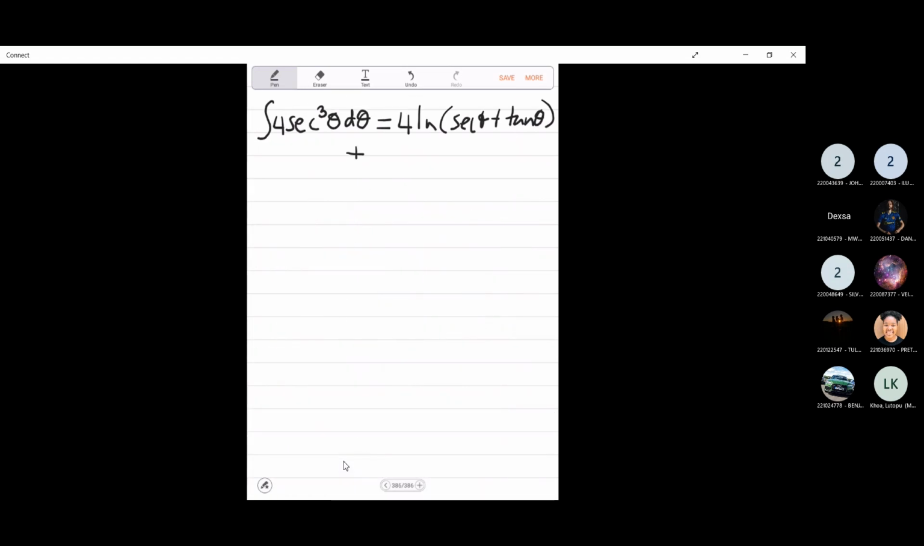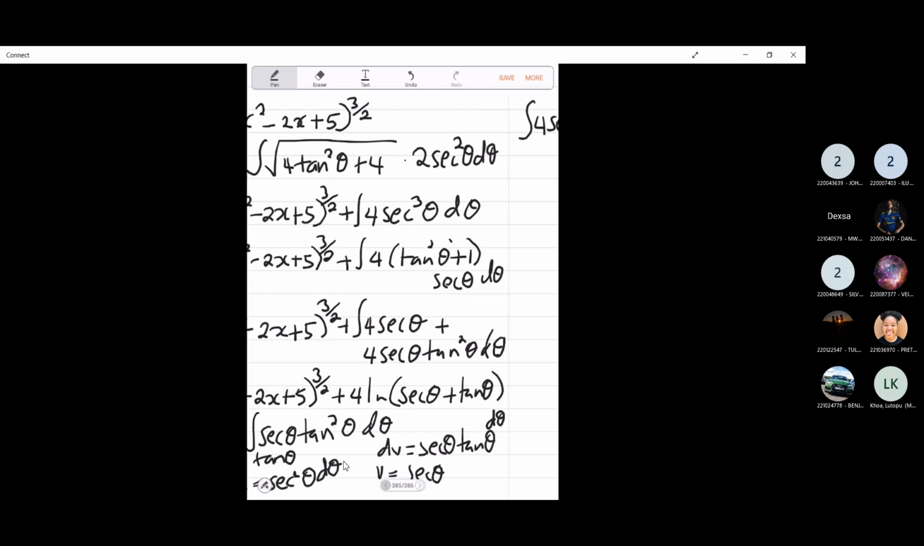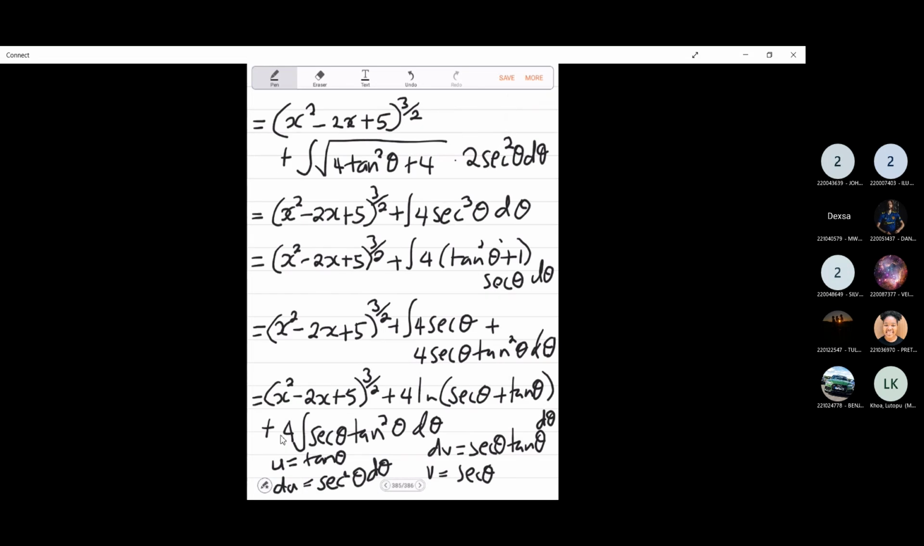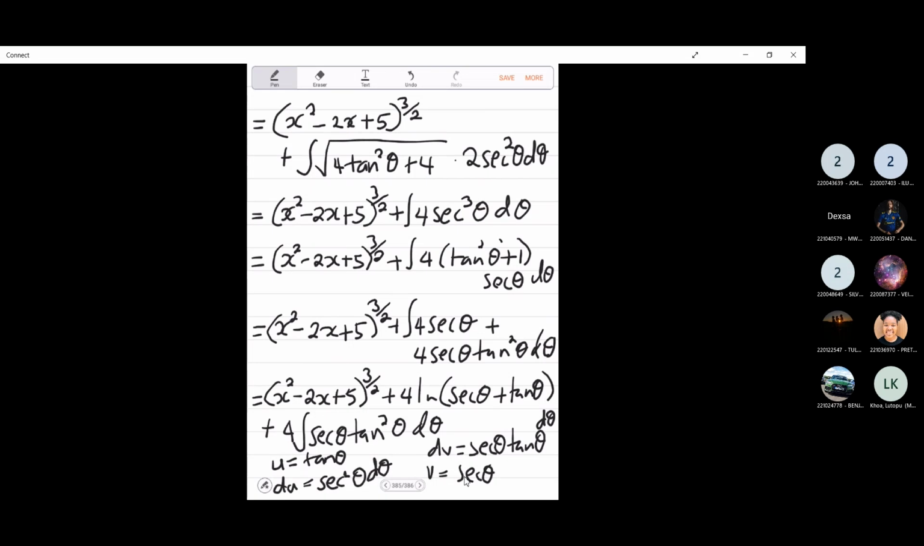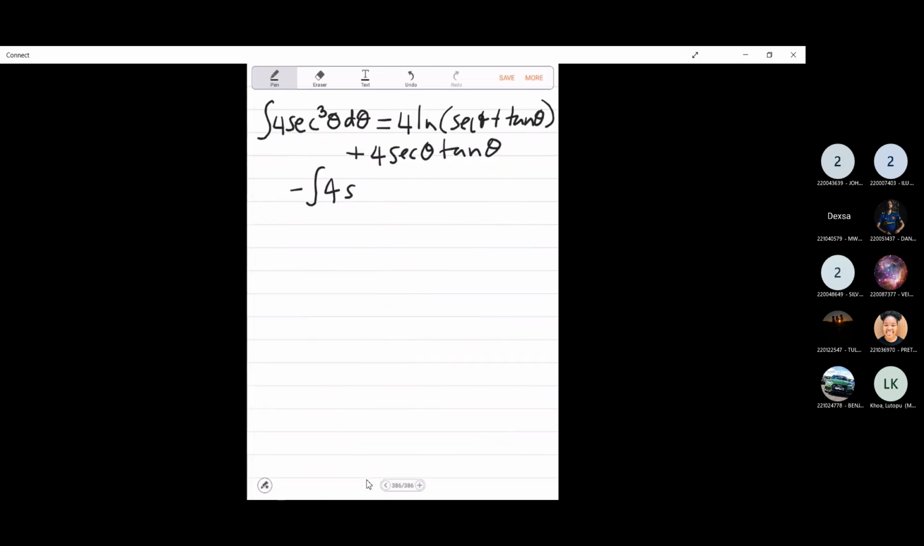So there's a 4 there. It must multiply. So this 4 here must multiply u times v, sec theta tan theta. And then we must subtract 4 times v du. So that's v times du. We get sec to the power of 3 of theta d theta.